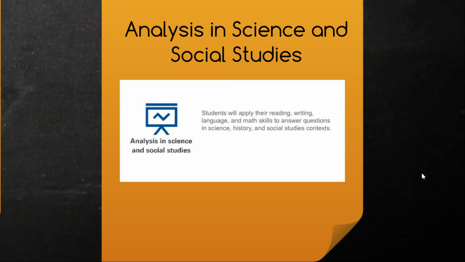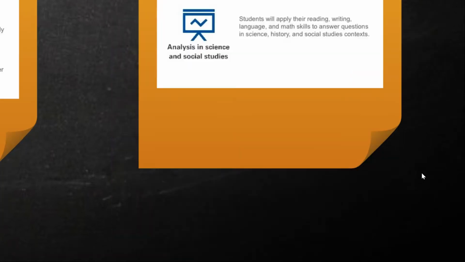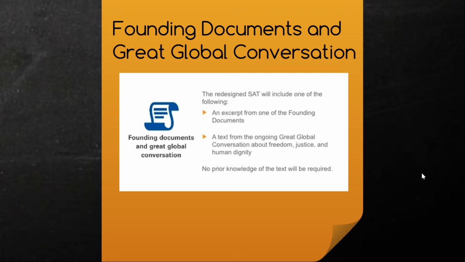Analysis in science and social studies. Students will apply their reading, writing, language, and math skills to answer questions in science, history, and social studies contexts. So in this section of the SAT, it really goes over different areas. For instance, if you have a math problem that also has a ton of reading within it, that will be involved in questions such as these in analysis in science and social studies. Right? It will involve more than just math. It will also involve a lot of the English portion as well. So it requires more knowledge.